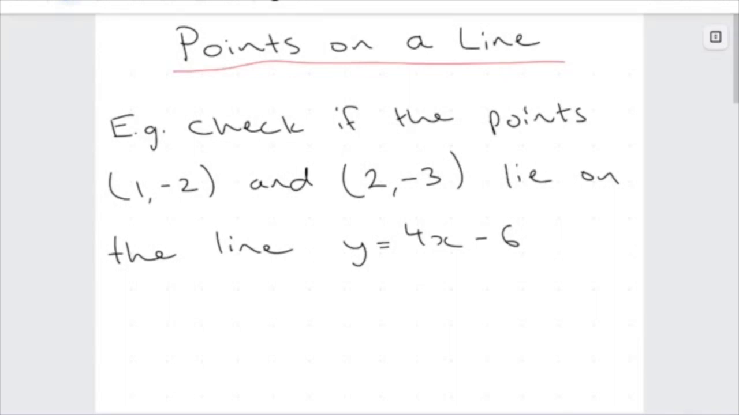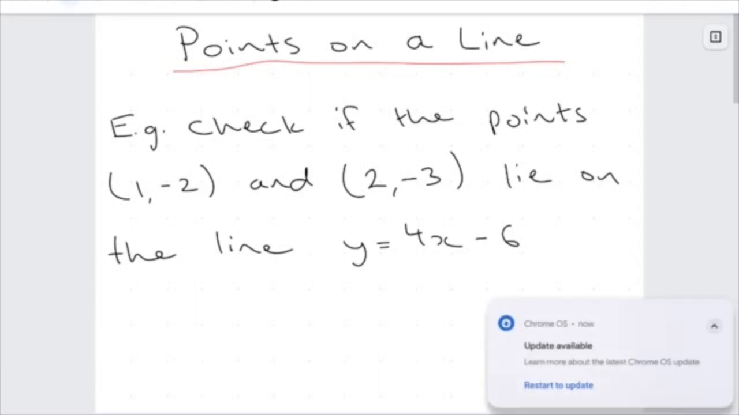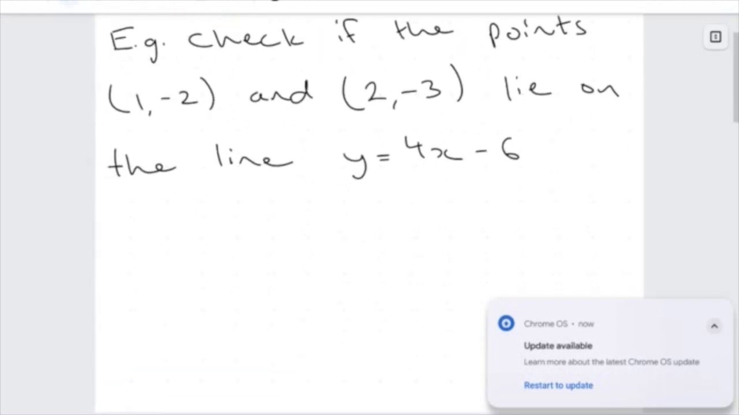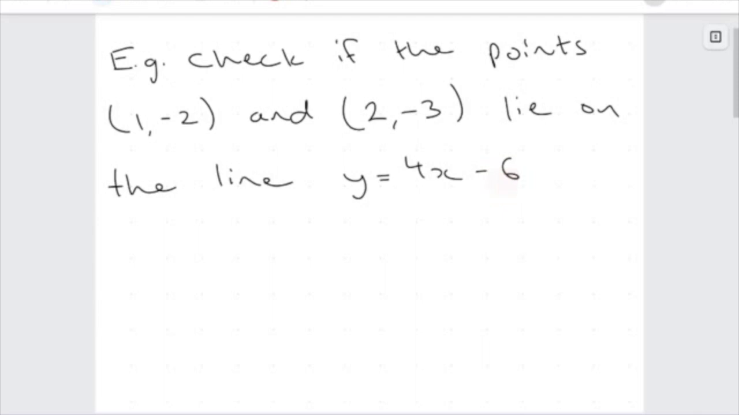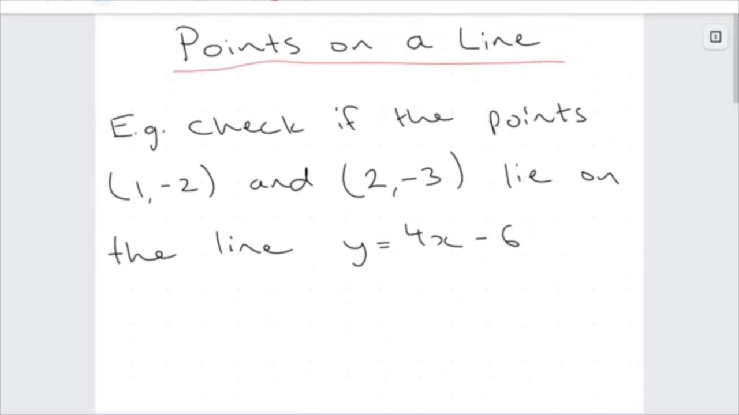We want to understand what makes a point lie on a line. How can we check for that? We have gotten used to drawing this stuff. I'll give you a few minutes if you need to pause the video and have a go at graphing this particular linear relationship here, y equals 4x minus 6. But in this question, we want to check if these 2 points, (1, -2) and (2, -3), lie on this line.